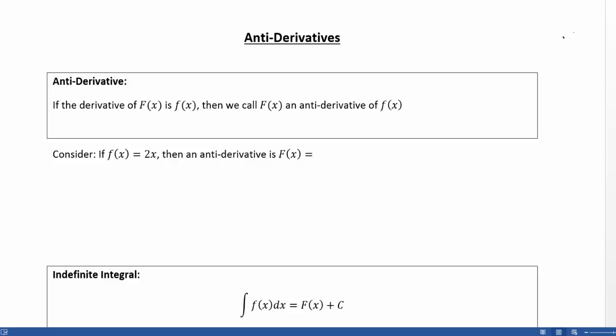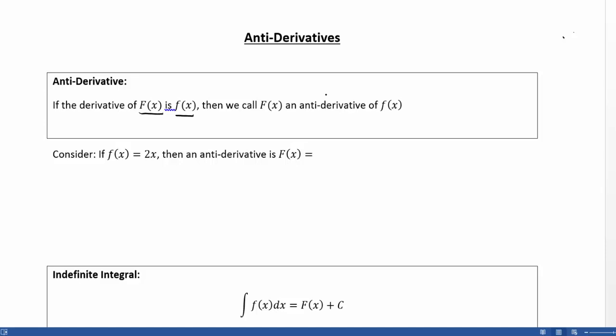Antiderivatives. If the derivative of capital F of x is lowercase f of x, then we call capital F of x an antiderivative of little f of x. So what does that mean? That means if we start with the derivative of a function and we go back and find the original function, that's called the antiderivative.